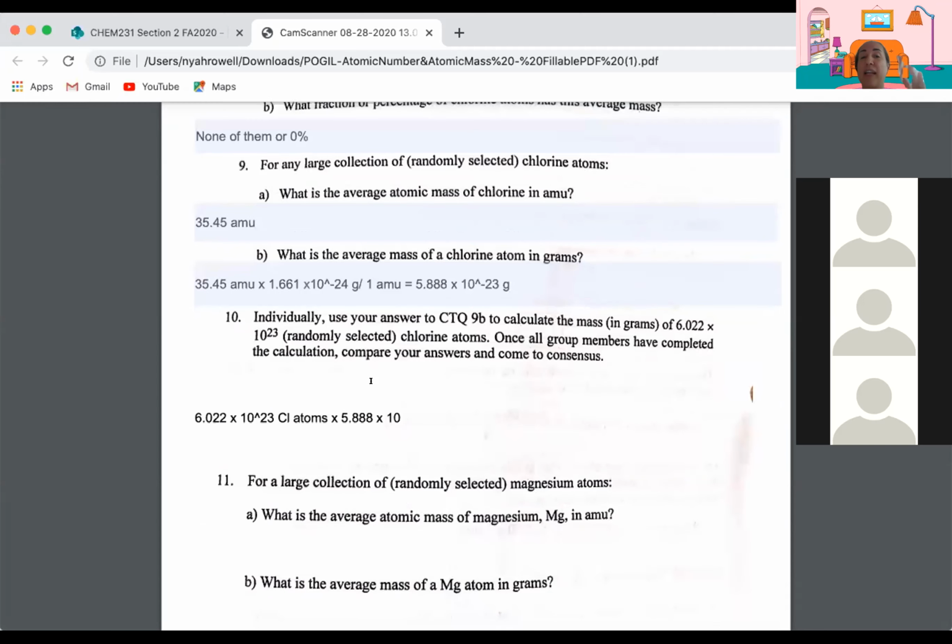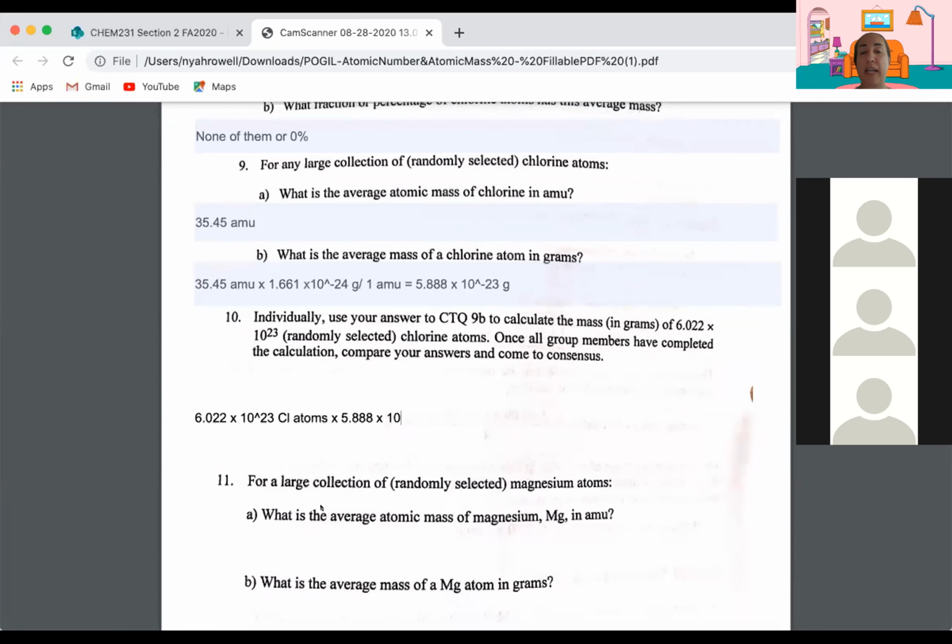So can you explain what 10 is asking and tell me how you are going to get the answer? So basically what it's asking is taking the answer from 9B, which we found was the mass of one chlorine atom, and basically solving for 6.022 times 10 to the 23rd chlorine atoms.